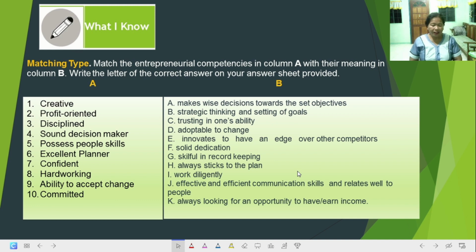Letter J, effective and efficient communication skills and relates well to people. The last one is always looking for an opportunity to earn an income. So you need to match the entrepreneurial competencies found in column A with their meaning in column B. Write only the letter of the correct answer in the answer sheet which is provided together with your module. Am I understood? Okay, let's proceed. Since you need to answer that at home, I am expecting that there's still a need for me to explain and discuss these matters.